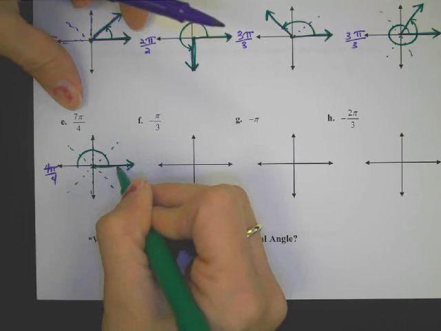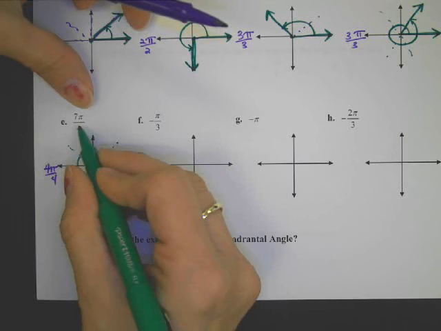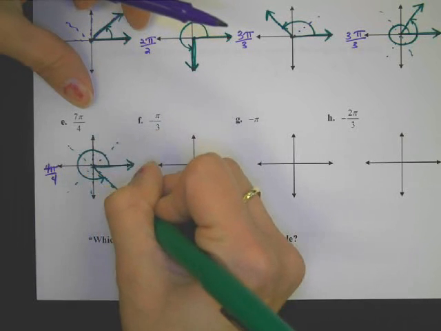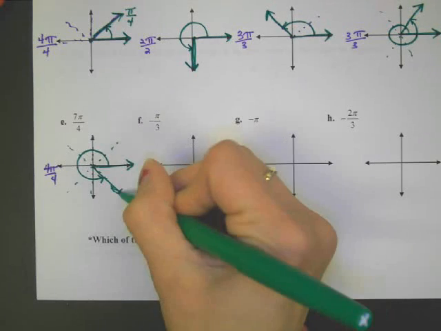If I swing all the way back home, that would be 8 out of 4. But that's too much. I only need 7. So we're going to swing right here into the middle of quadrant 4 and stop. That is where 7 pi out of 4 is.